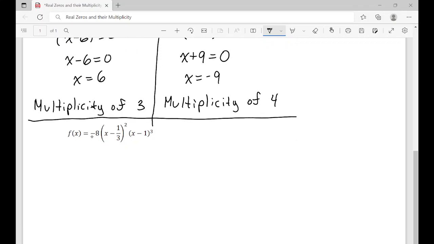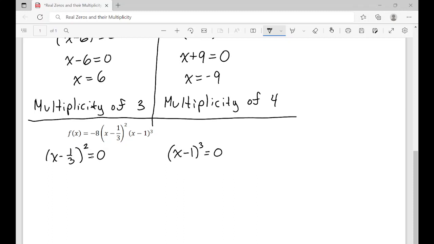Last, we have f of x equals negative 8 times (x minus 1/3) squared times (x minus 1) cubed. Again, the negative 8 doesn't really do anything, so we can just get rid of it. And we can focus on the 2 factored parts. So (x minus 1/3) squared equals 0. And (x minus 1) cubed equals 0.